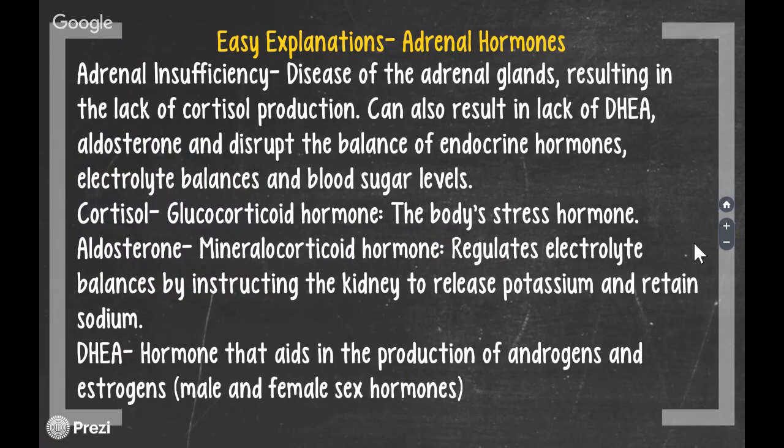Aldosterone: a mineralocorticoid hormone that regulates electrolyte balances by instructing the kidney to release potassium and retain sodium. DHEA: the hormone that aids in the production of androgens and estrogens, which are the male and female sex hormones.